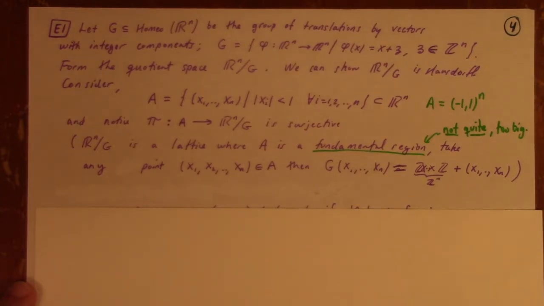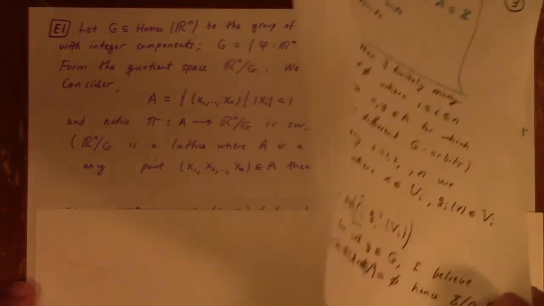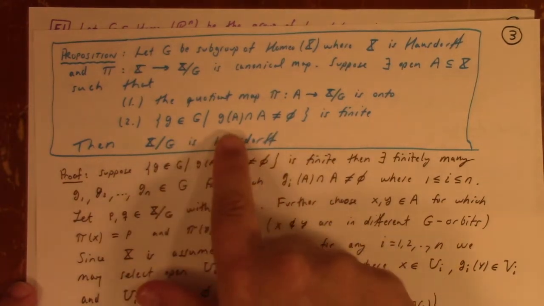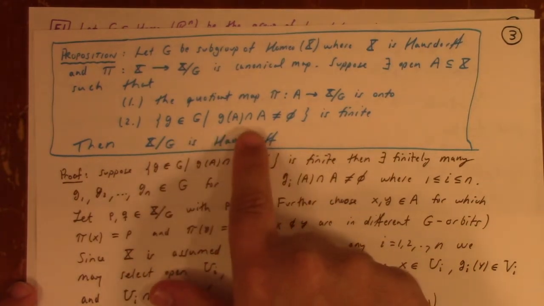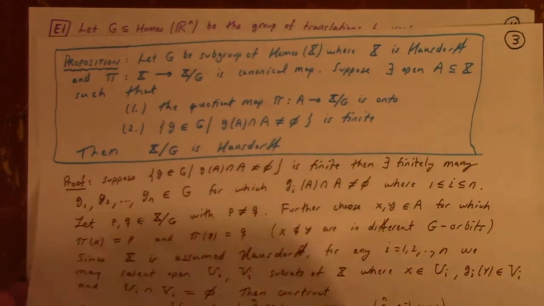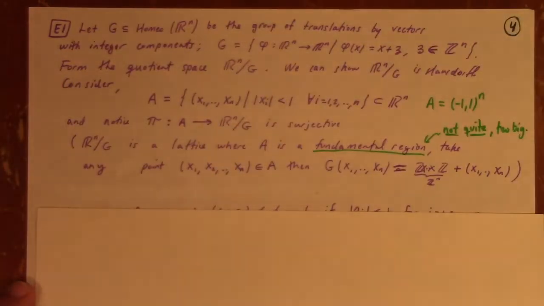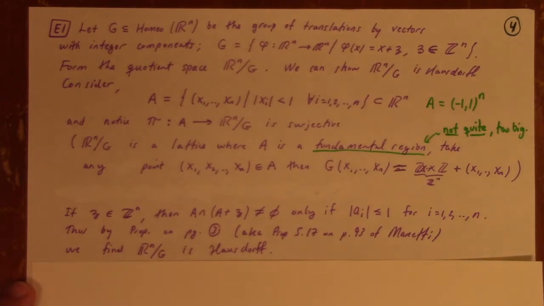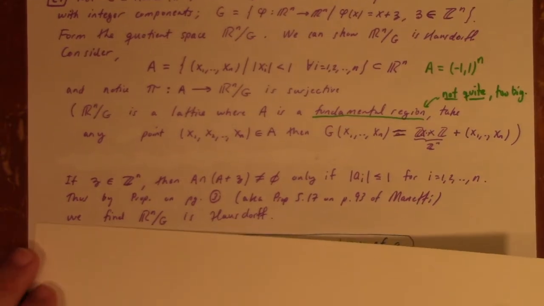And so I think that's why it fits back into that pattern of that thing we saw back on page 3. It's kind of like this: G of A intersect A is non-empty finitely many times. All right, so we'll actually kind of see that in a second here. But so anyway, not a fundamental region. I'm wrong about that. But anyway, so he says if Z is in Zn, we can take A.